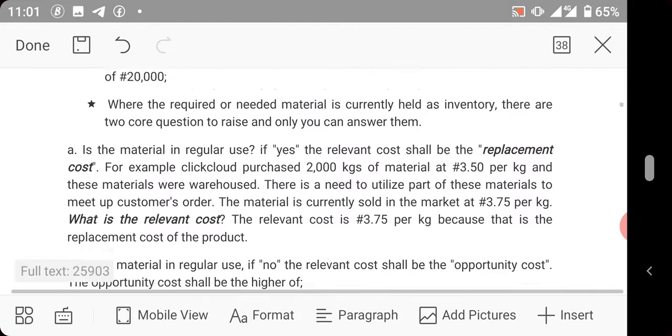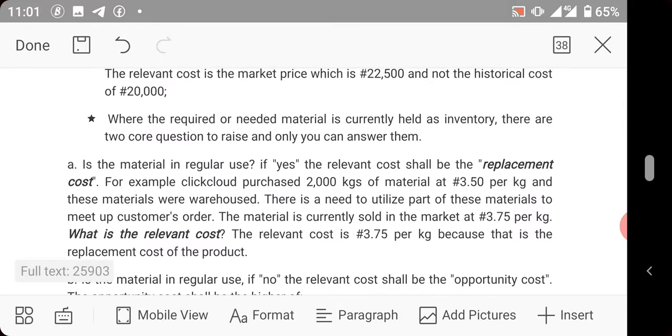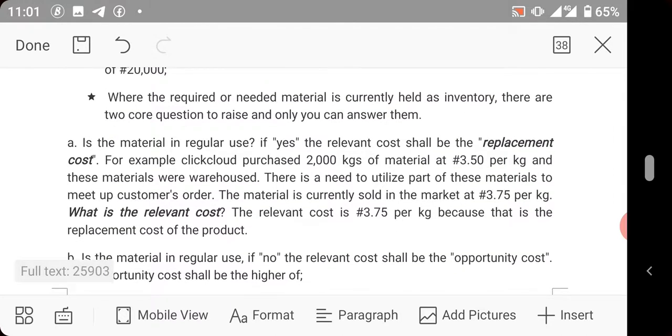Now, we start costing what it will take us to produce this bread. We ask ourselves, do we have flour? Yes. How much did we buy that flour? We bought it at 50 naira each. How much is it sold now? It is sold at 75 naira each. So what is the relevant cost? The relevant cost is the amount at which it is sold now, not the historical cost. You see, I explained it there.